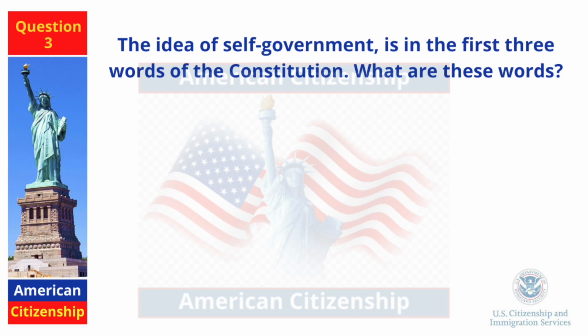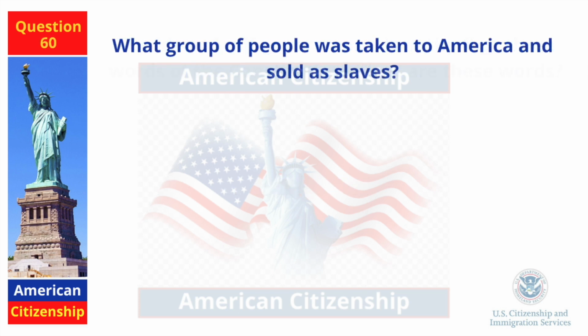The idea of self-government is in the first 3 words of the Constitution. What are these words? We the people. What group of people was taken to America and sold as slaves? Africans.